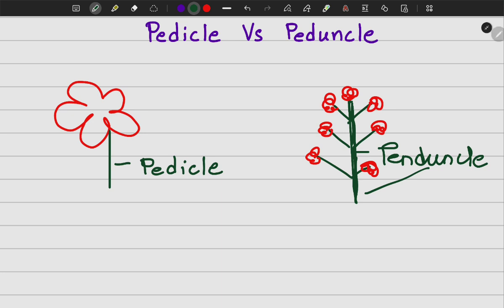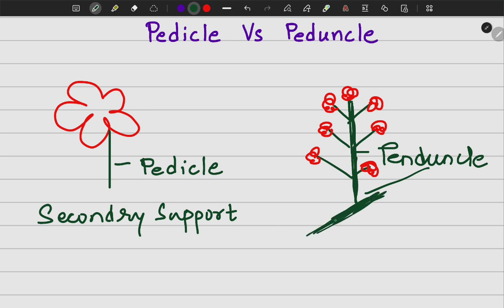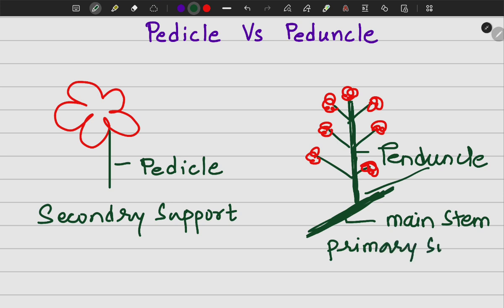Now, the pedicel is a kind of secondary support to the single flower, whereas the peduncle is usually connected to the main stem. So if this is the main stem of the plant, then this stem is usually branched and forms a peduncle over which the inflorescence is borne. So the peduncles are usually connected with the main stem. They are a kind of primary support from the main stem.